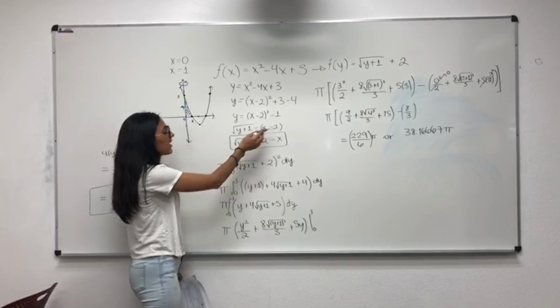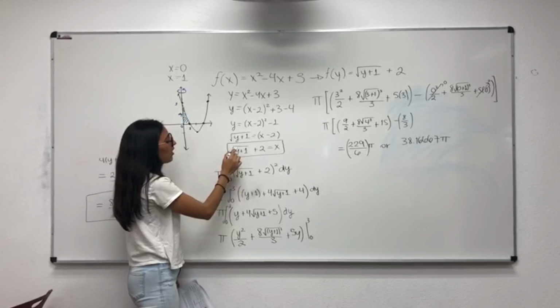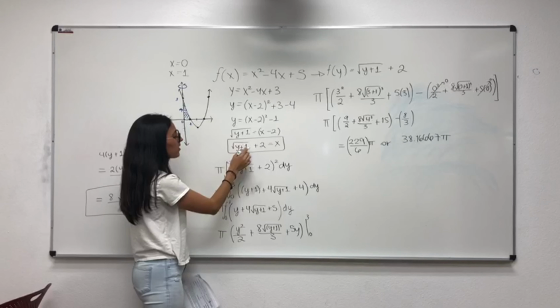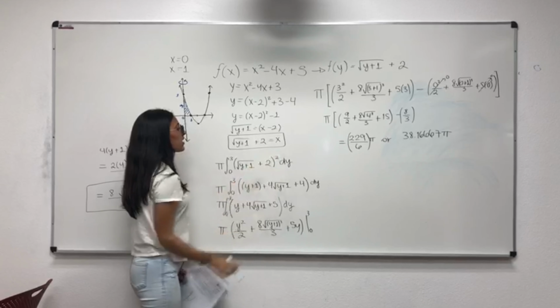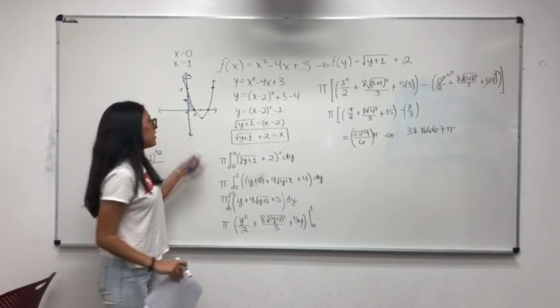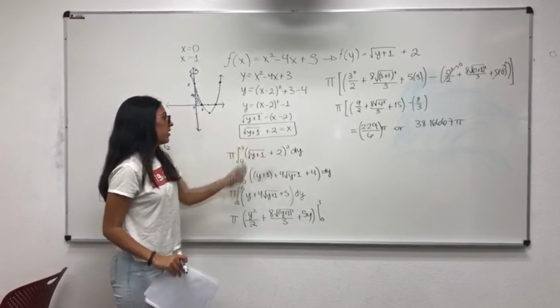And when we isolate the x, it gives us a total of the square root of y plus 1. Then we add 2, and that equals x. So we will do the function with respect to this one.